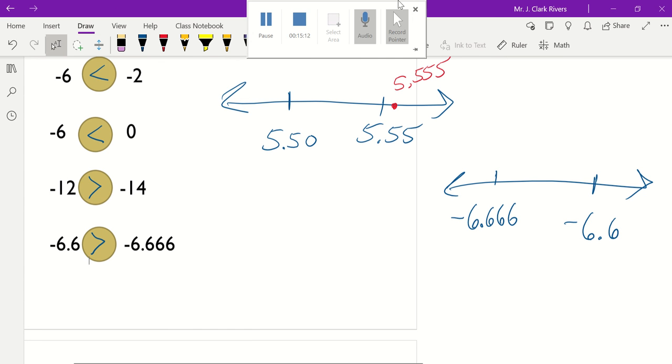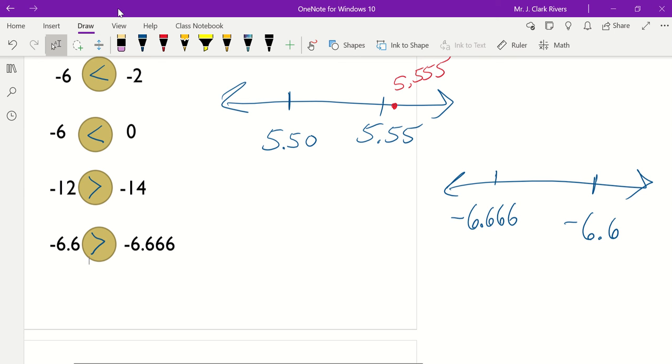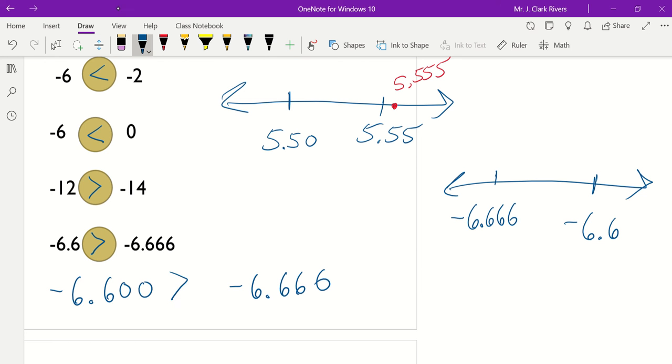I didn't draw the number line, but I still knew it because wouldn't it just be 6.60 instead of 6.66? Yeah, it would be. That's a great way to think about it too. You can think about this as 6.600 if you want to, compared to negative 6.666. And yeah, you're right. Greater. Do you really have to draw? You don't have to, no.